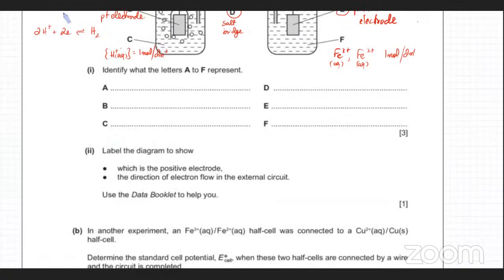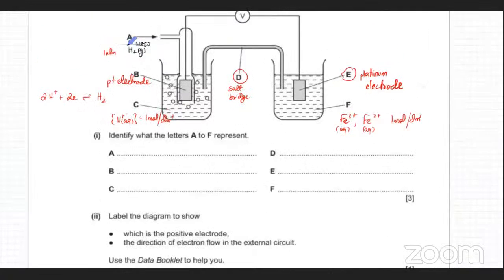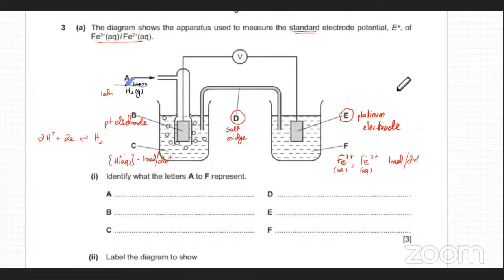Done with this. Label the diagram. Which one is the positive electrode? So you just open the data booklet. The reaction going on over here is Fe3+ gaining 1 electron in equilibrium with Fe2+. The potential on this electrode, E naught, is 0.77 volts. And on the other electrode, the potential is 0.0 volts.